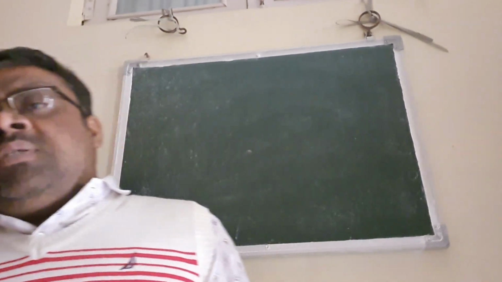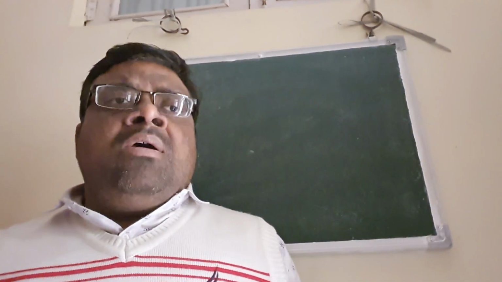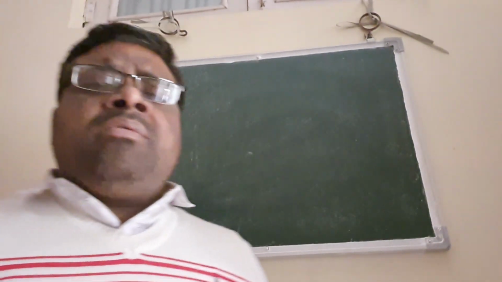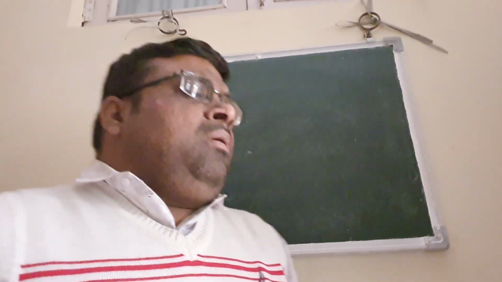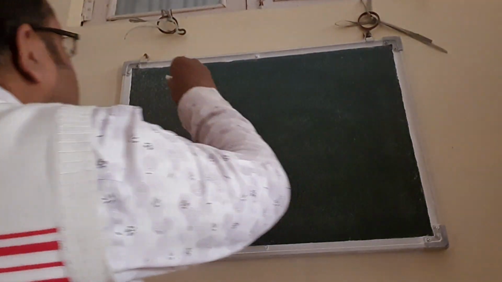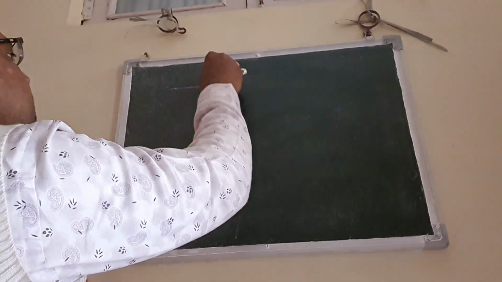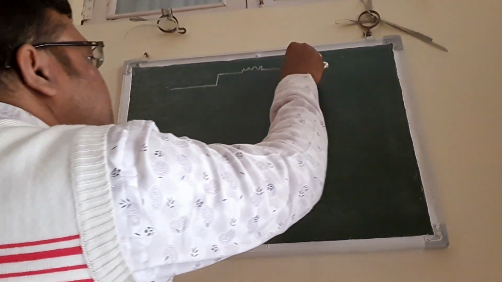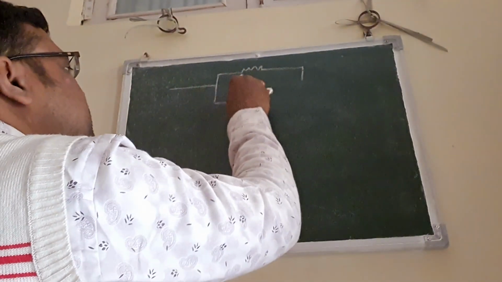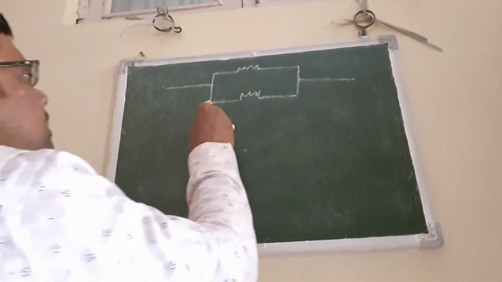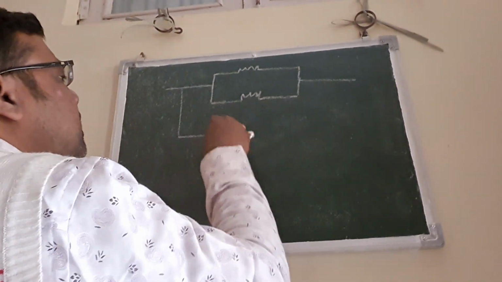Today we are going to do the subject physics of class 10. Now we are going to do the questions. So suppose this is a circuit having the resistances. These are the resistances, and here it has been connected to a battery.